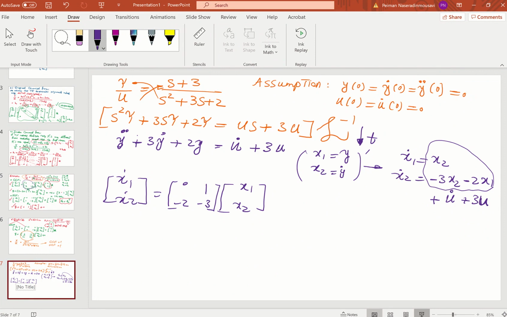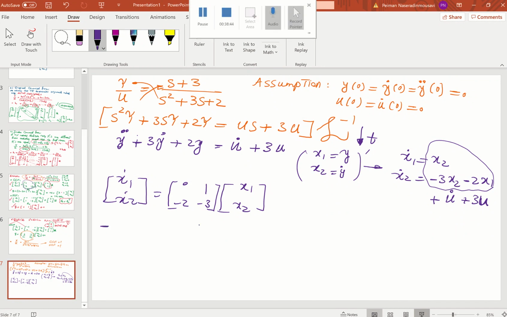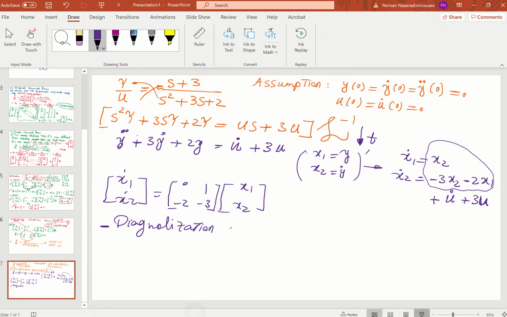Okay? Clear, guys? So this is another thing. Now the next topic is, so we know how to derive the representation of state space equations. The next topic is diagonalization of an n by n order matrix, meaning a square matrix, n by n, 2 by 2, 3 by 3, 4 by 4.